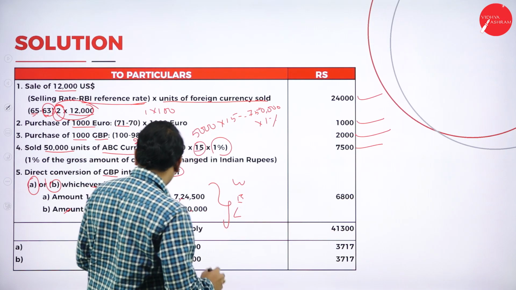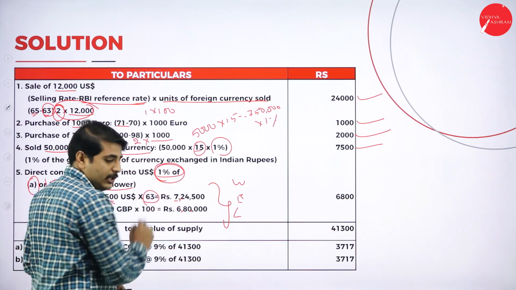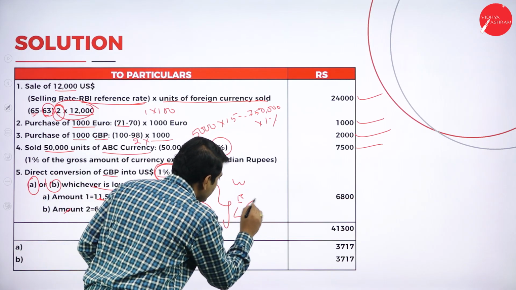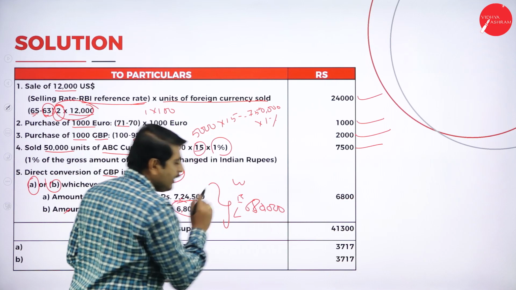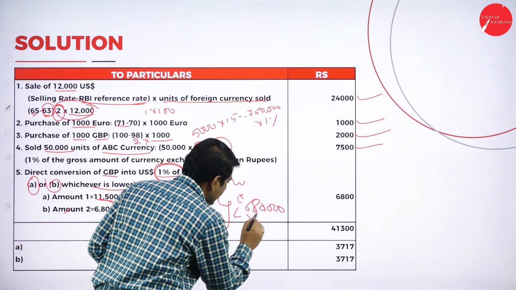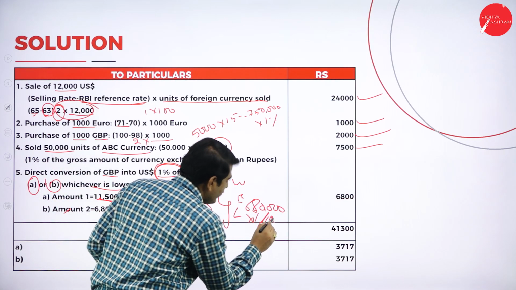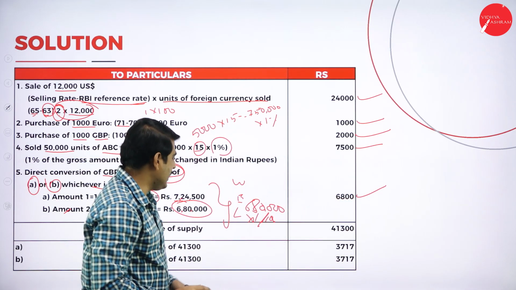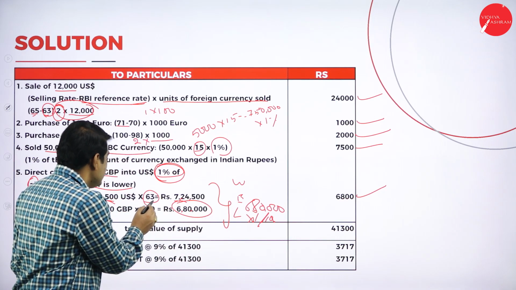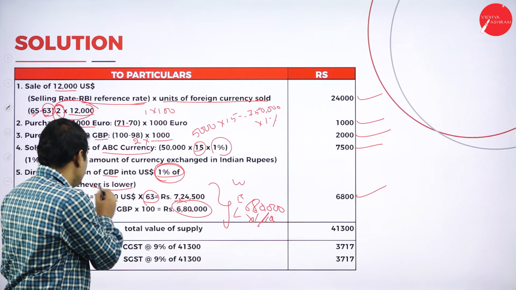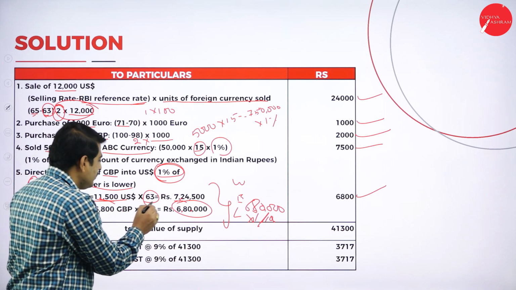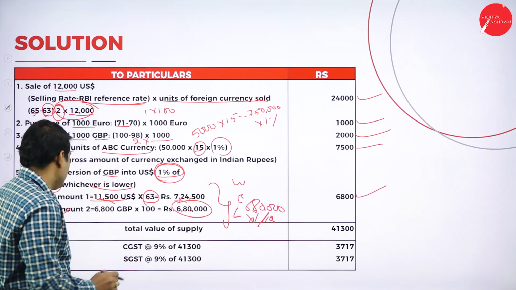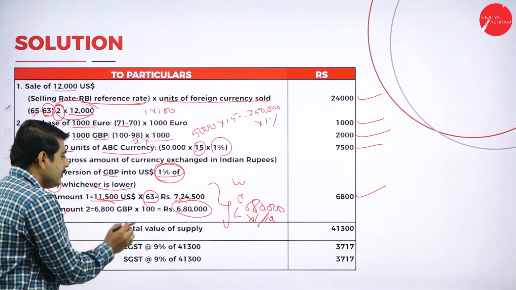So we have to calculate the percentage at 1%. So 6,80,000 is the amount, and on this 1% commission, 1 by 100, you will get 6,800 as the commission. See, once again I am explaining. See, the total amount for the dollar is 63 rupees, swapping 7,24,500. So for GBP, what is the actual?